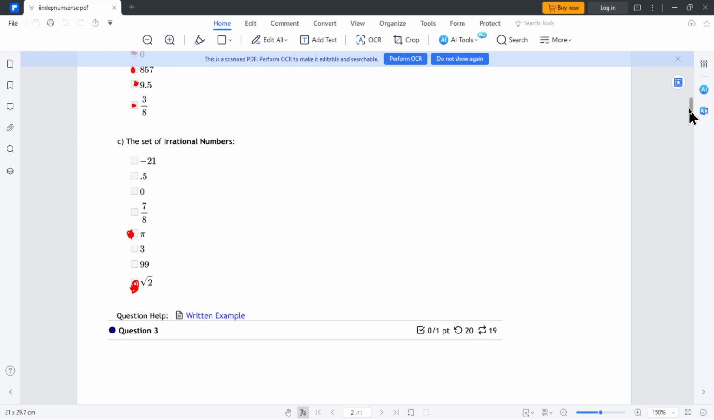A set of irrational numbers. Now, what are they? So rational numbers are numbers that can be written as a fraction. Irrational numbers are numbers that cannot be written as a fraction. So there's two numbers here. Pi, which goes on forever, so it can't be written as the ratio of two integers, and the square root of 2, which cannot be written as a fraction.